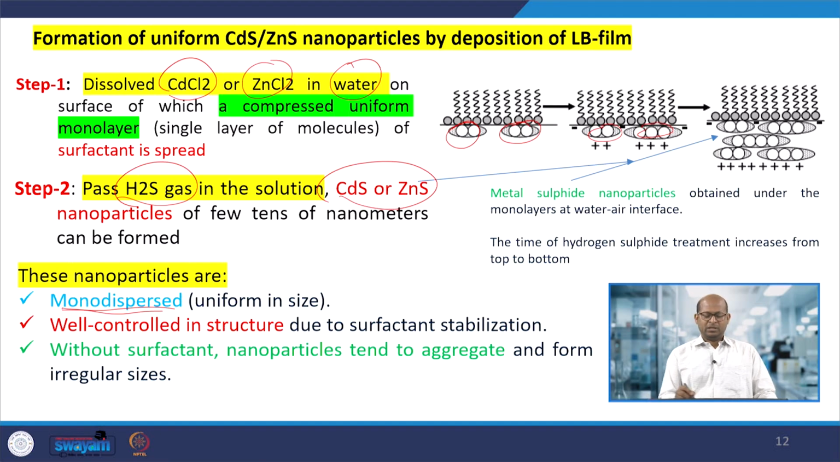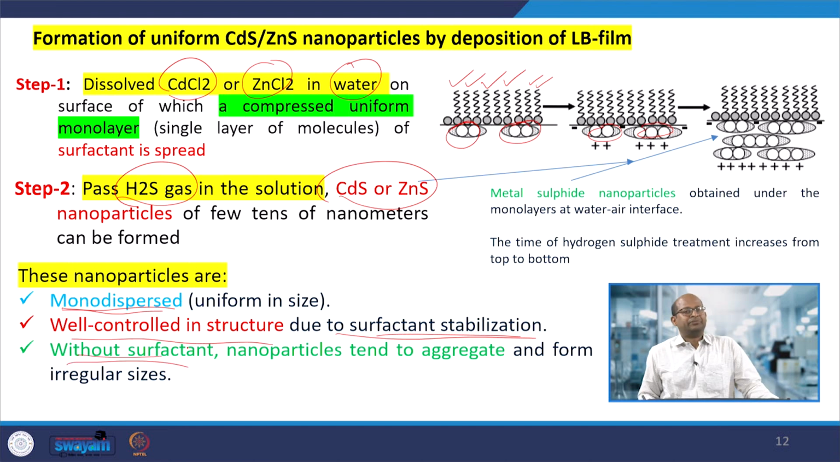In this case, the amphiphilic molecules or surfactants that we have taken are orderly arranged in a particular manner, and the thickness is very small, 2 to 5 nanometers. Therefore, the structures are well controlled due to the surfactant stabilization.